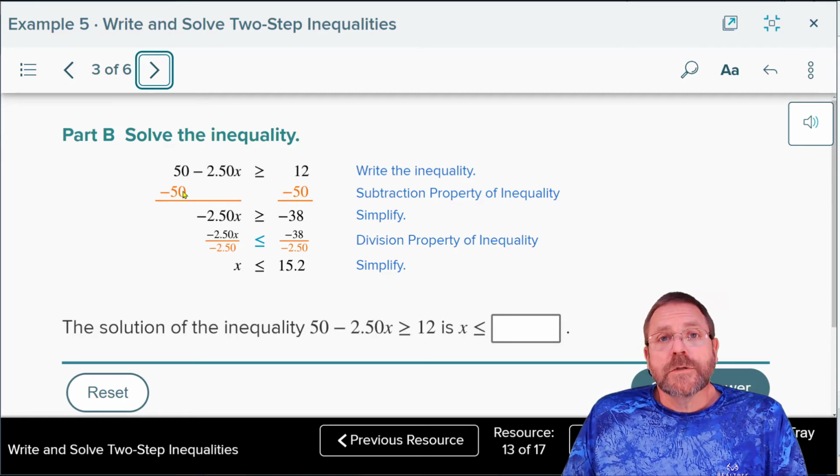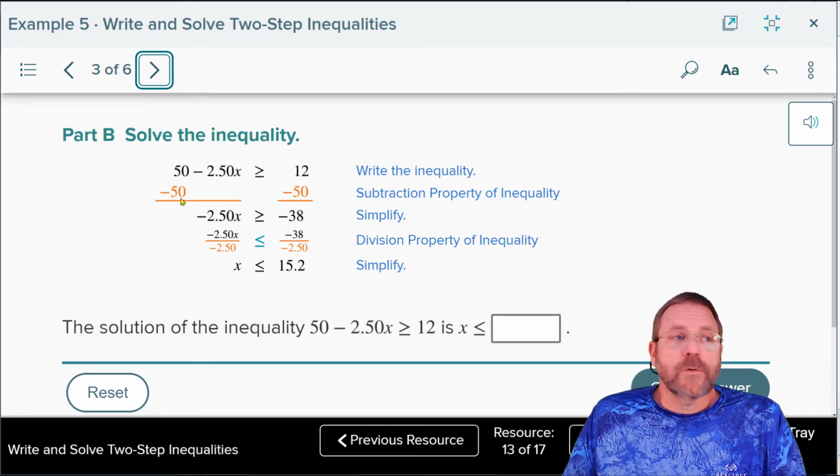They undid addition and subtraction, subtracting 50 from both sides. The 50s on the left zeroed each other out, leaving $2.50 times x is greater than or equal to 12 minus 50. That gave them a negative 38. But there's going to be a catch in this one.